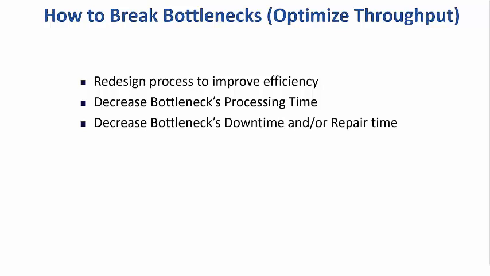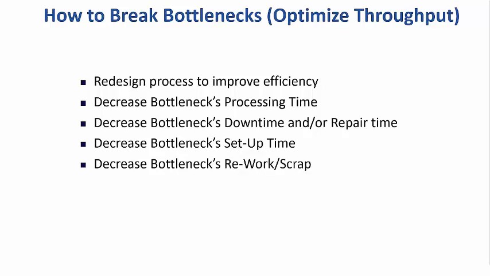Similarly, decreasing the bottleneck's downtime or repair time can sometimes be done, perhaps through scheduled off-shift maintenance or purchasing a more reliable machine. If a setup is required at the bottleneck, you can look into decreasing that time, perhaps by adding another worker, streamlining the setup process, or purchasing equipment that requires less frequent or easier setups. If the bottleneck has a high rework and/or scrap rate, you can look into decreasing those by purchasing more reliable equipment, switching from a manual to an automatic operation, or perhaps changing your process.